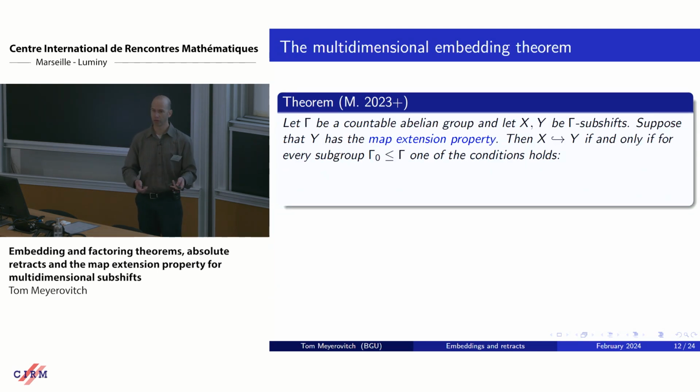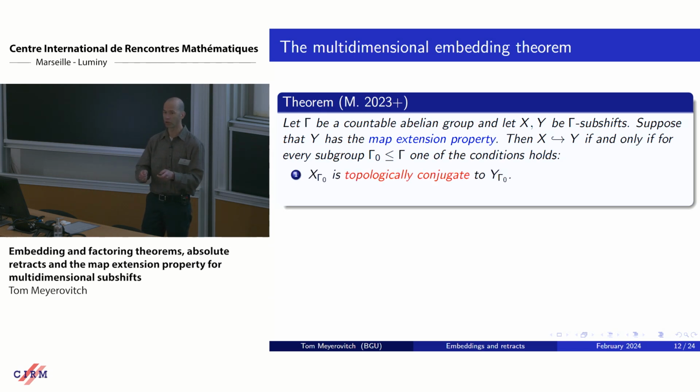Okay, so the formulation of the full theorem says the following, and it's a little more concise than what I had before, but it requires some explanation. Let gamma be a countable abelian group, and now you have two subshifts. X is arbitrary, they're both gamma subshifts. Y has a certain property which I'll define, called the map extension property. Then X embeds into Y if and only if for every subgroup of gamma, this covers all the cases, one of the two things holds.